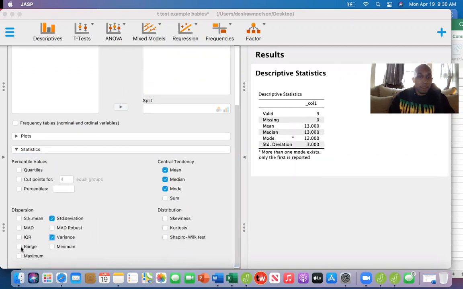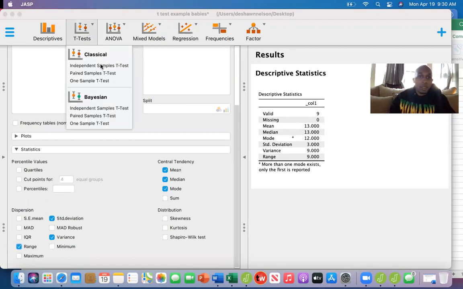We have variance, standard deviation, and we have the range. Okay, so we have a range of 9. Standard deviation is going to be 3. Median is 13, mode is 12, and the mean is 13. Okay, so small number of scores, but our measures of central tendency are pretty much in line with each other.